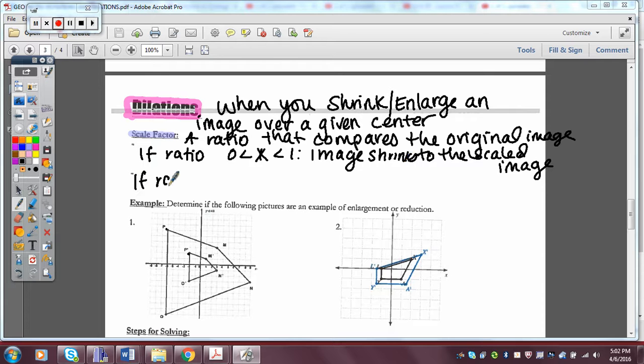If my ratio is greater than 1, my image enlarges.